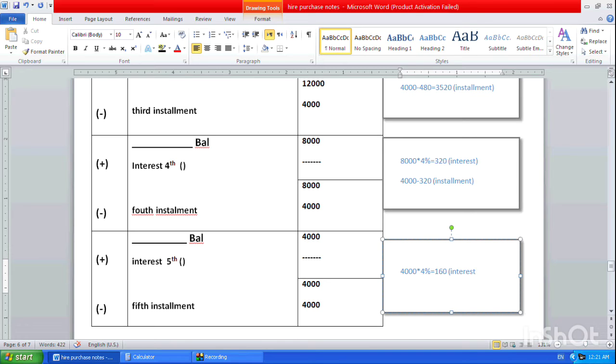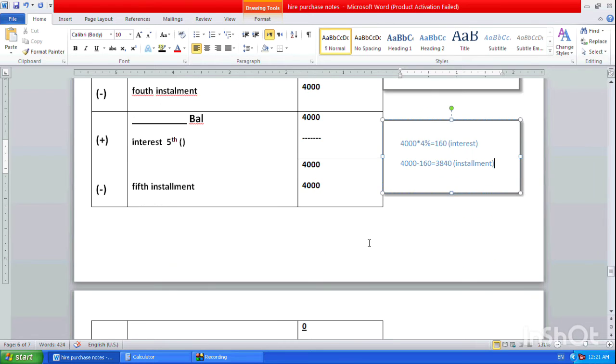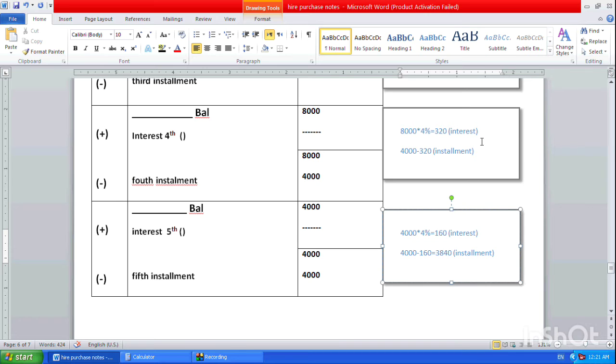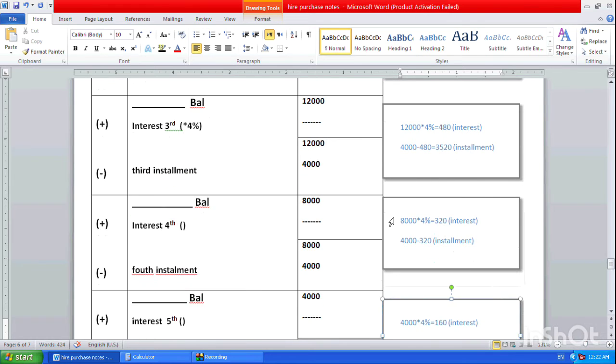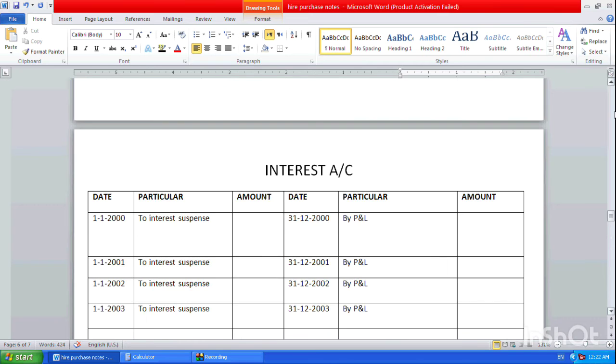Okay, is it interest? Now 4,000 minus 160 is equal to installment. 3,840 is the installment for fifth installment. Okay, fifth and final installment. Here see in working note, now the overall balance is 0. This is the way we have to do working note for hire purchase.